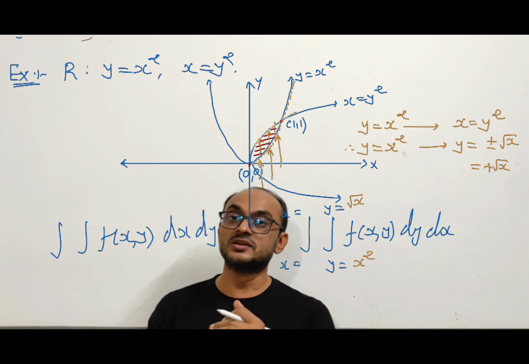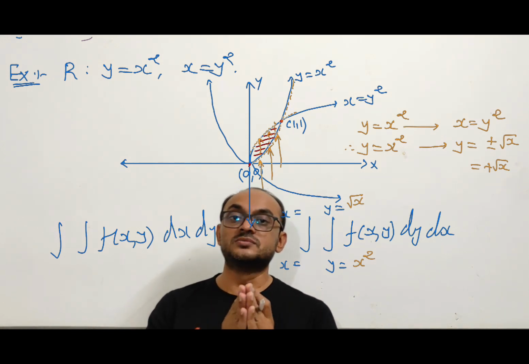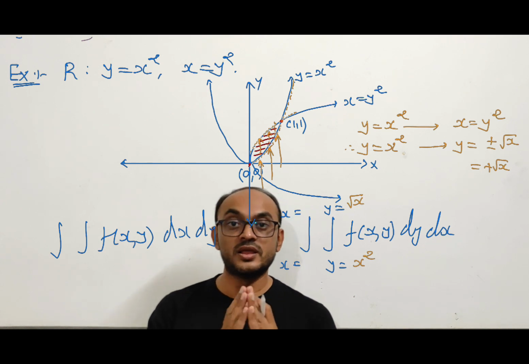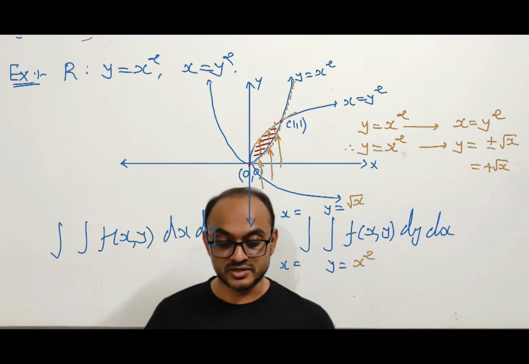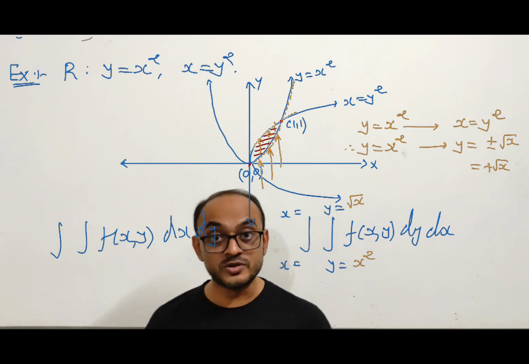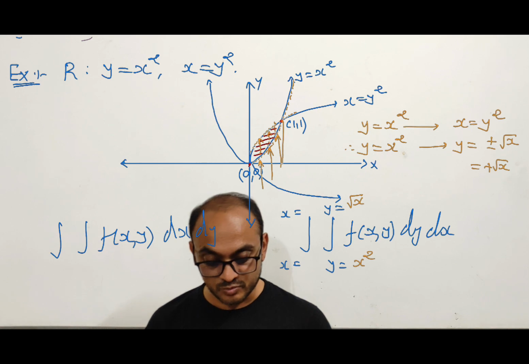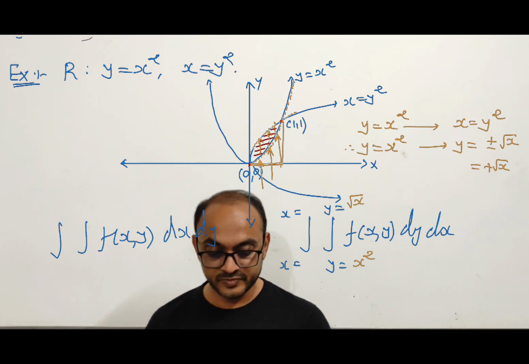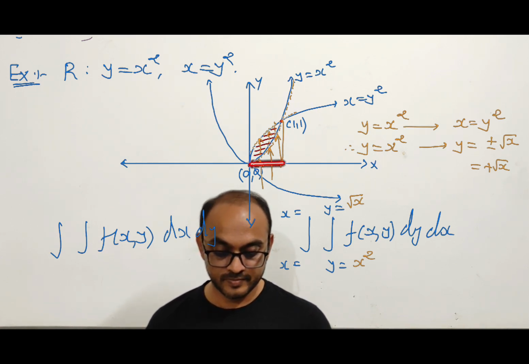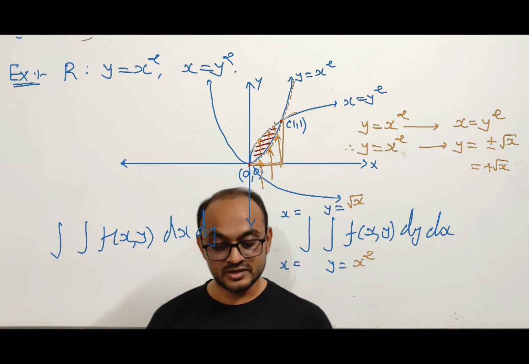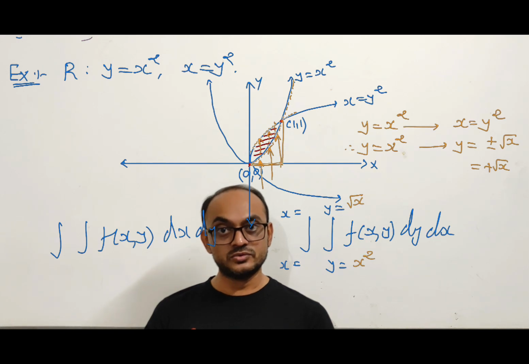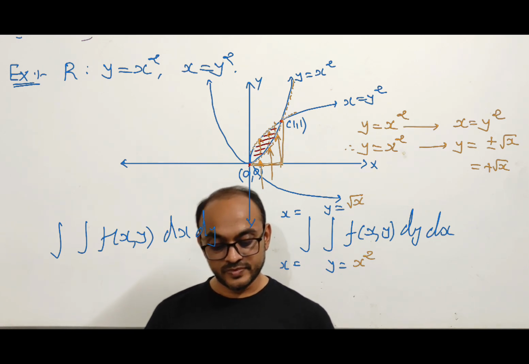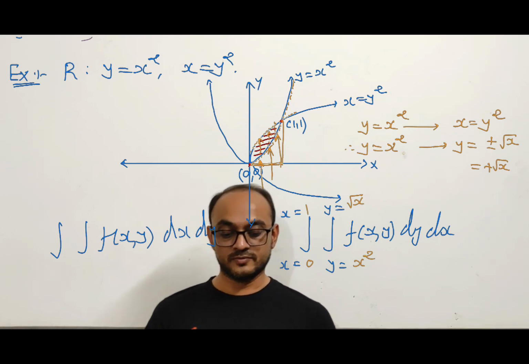Now the question arises: the outer limit of x must be constant. How do we write the outer limit? We observe the region, how much portion of the x-axis is covered. So can you tell me how much portion is covered? This much portion. What is the value of x? X is 0. And what is the value of x? X is equal to 1. So I write the lower limit x is equal to 0, upper limit x is equal to 1.